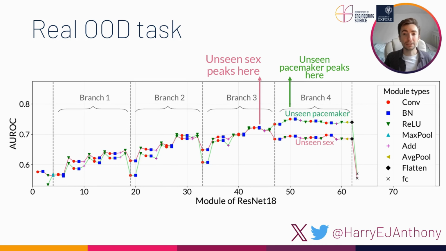Now let's look at the unseen pacemaker task over ResNet 18. And we see that this pattern is most detectable at the end of the network in branch 4. Now here we validate our findings we saw on the synthetic artifacts, that different types of OD patterns are optimally detectable at different depths of the network.